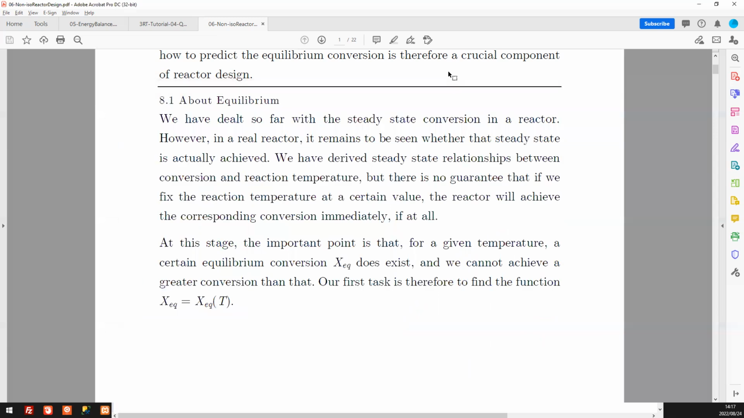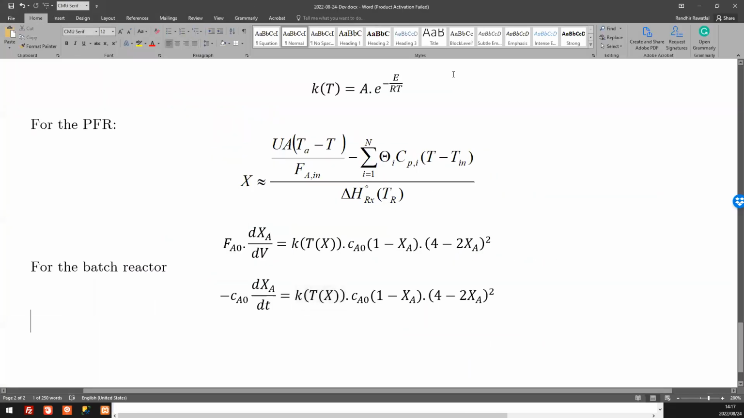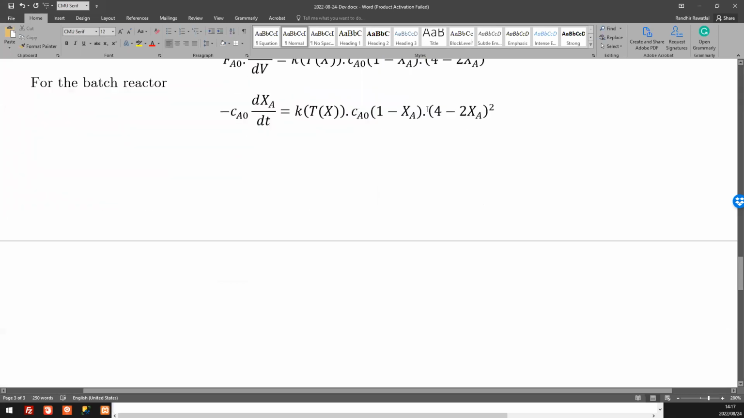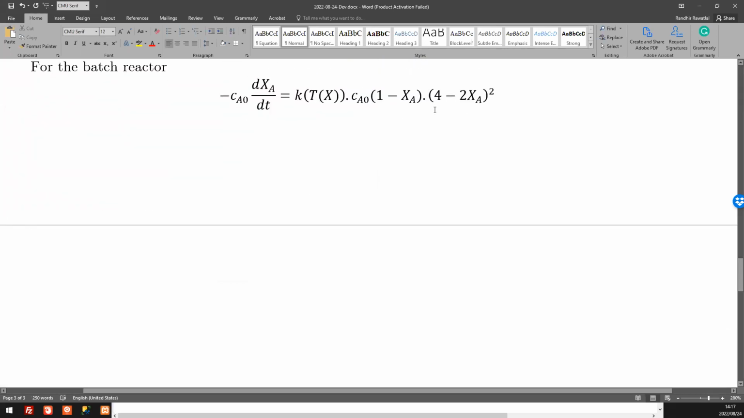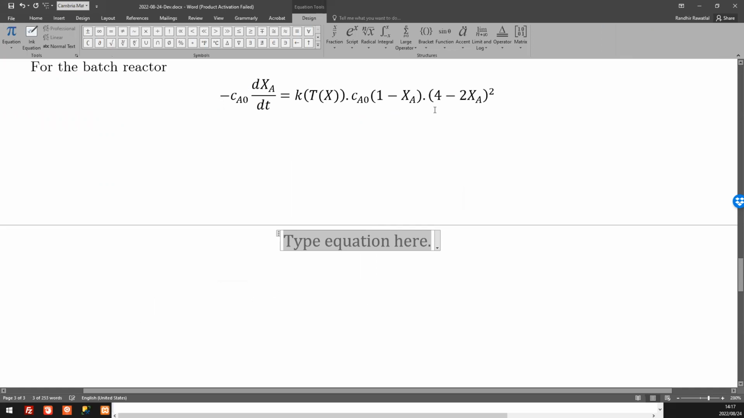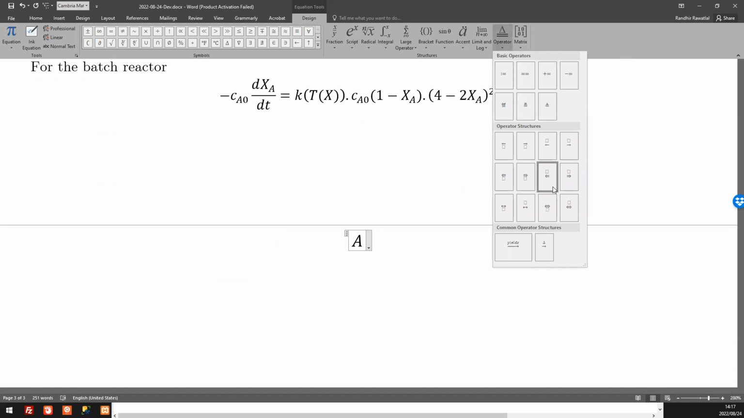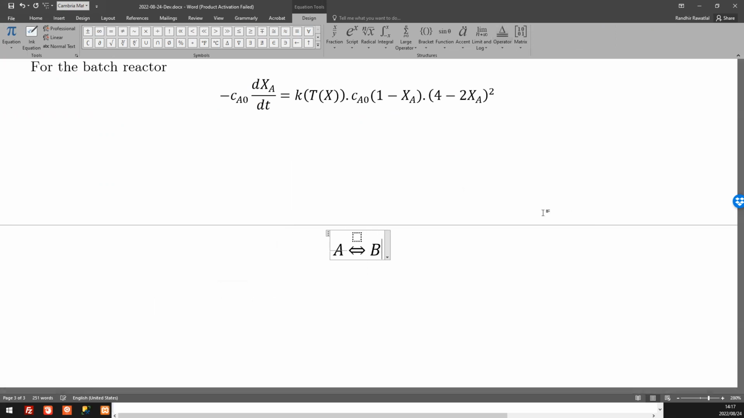So let's do some small development around that. We've got A and B reacting. Actually, how do you make that in this? Okay, I guess most people use this one. It's not quite correct, but anyway.